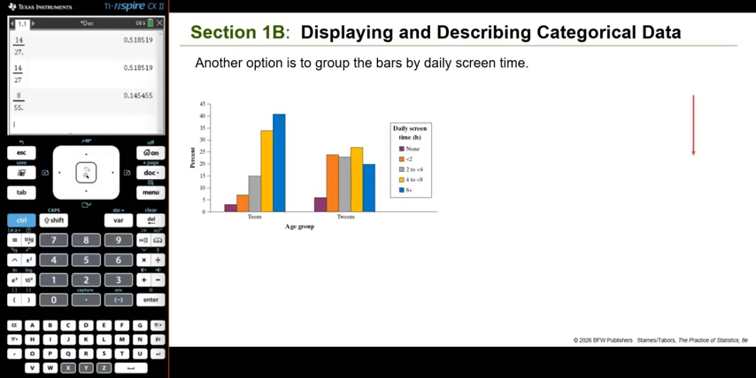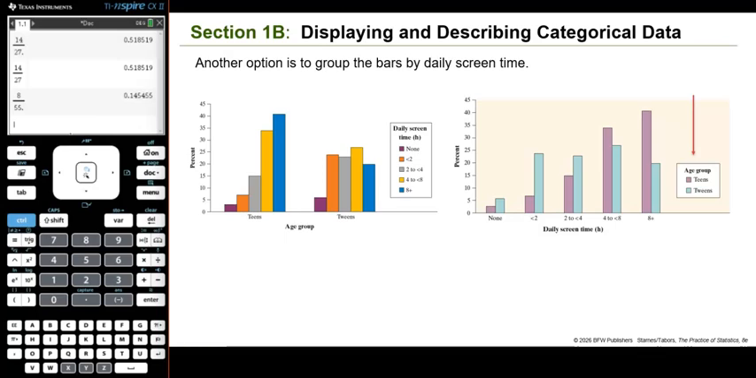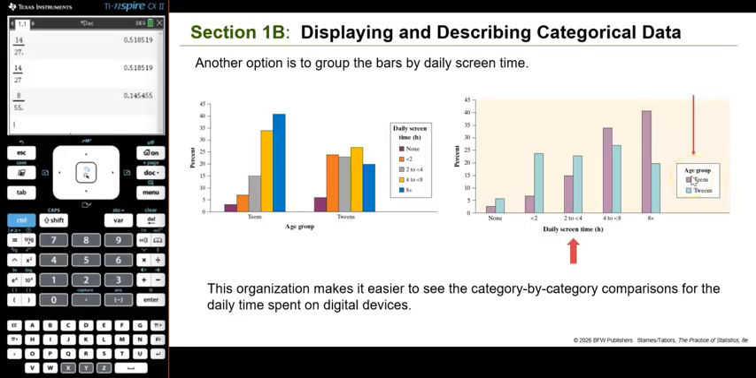You also could, if you wanted to, instead of making the age group the two variables along the bottom, make the daily screen time the variable, and then the age group would be in the key here. So you have to make a key. It's very important to make a key. You could do it either way. Either way is acceptable here. It kind of highlights different things.